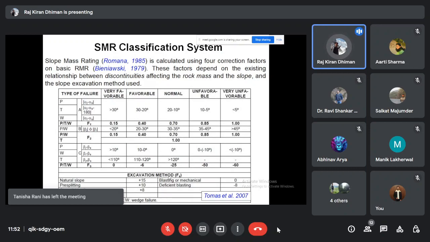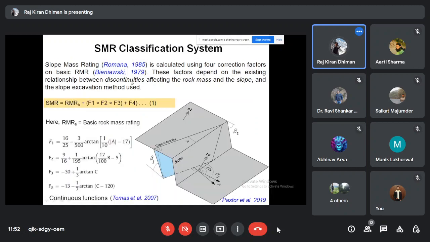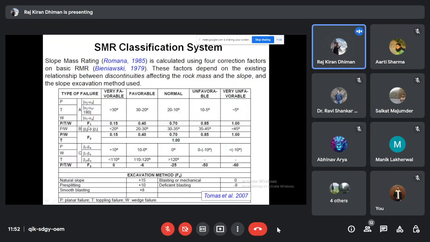There is one more factor, the excavation method factor F4. It was considered that if there is a natural slope with no excavation happening, and the slope has been lying there for thousands of years, you have to give a rating of 15 as per the Romana conditions. If there is blasting or mechanical excavation, you have to give a rating of 0. Similarly, there are different numbers given to deficient blasting, smooth blasting, and pre-splitting. These values should be added into this equation, F4, and you have to collect all the F1, F2, and F3 using the table which was provided.